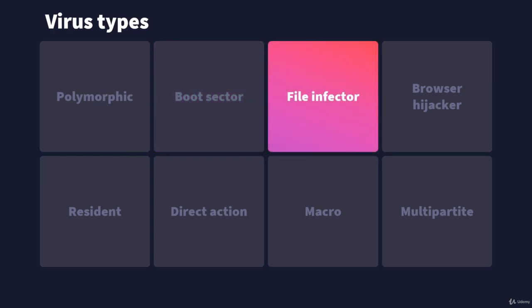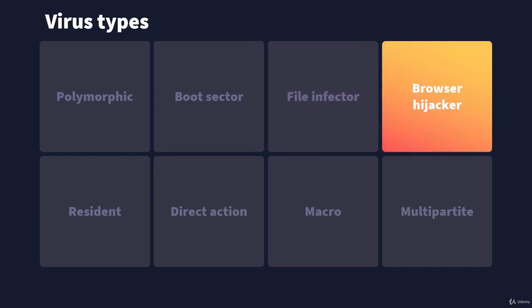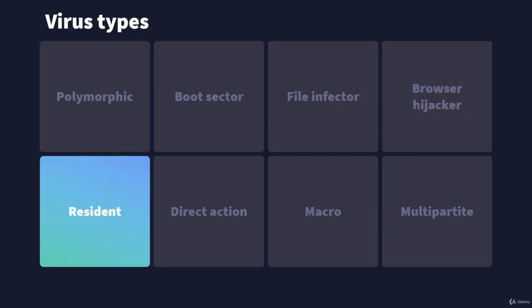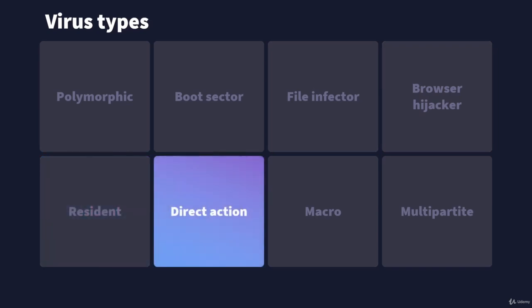After that, we have the file infector virus, which inserts malicious code into executable files such as for example media player, Word, Excel, or the operating system. Another type is the browser hijacker, which alters certain web browser functions. The altered functions could for example automatically direct the user to a malicious website. Next on the list, we have the resident virus. This type of virus inserts itself as part of the operating system and is loaded in the RAM memory whenever the operating system loads.